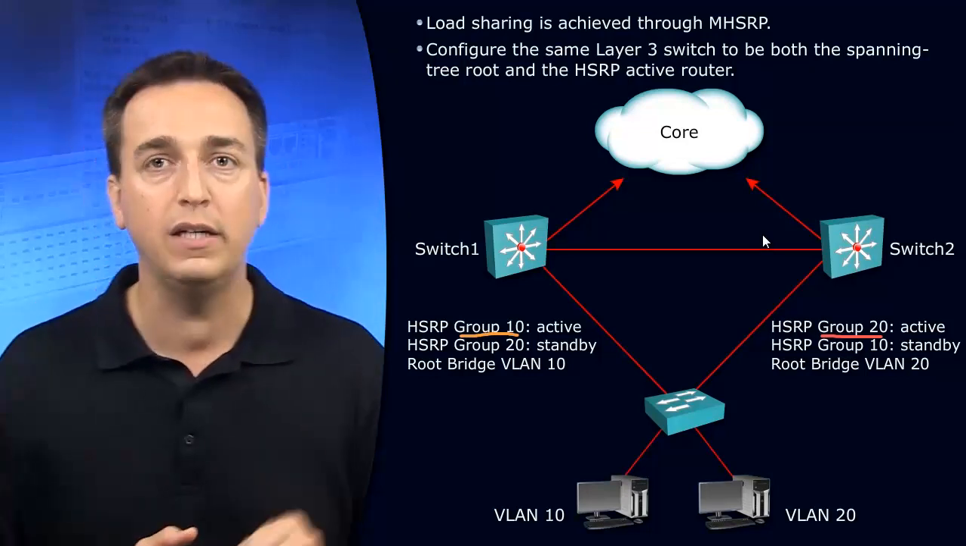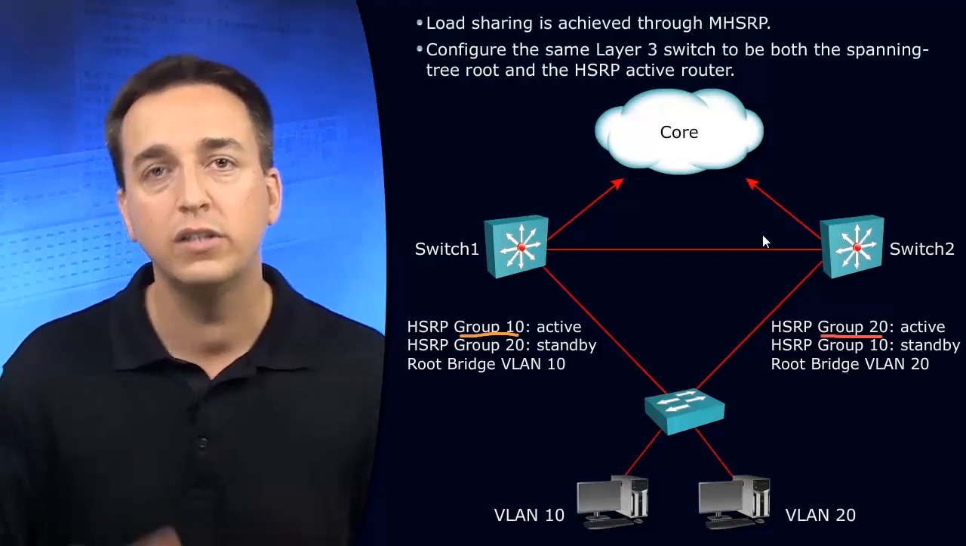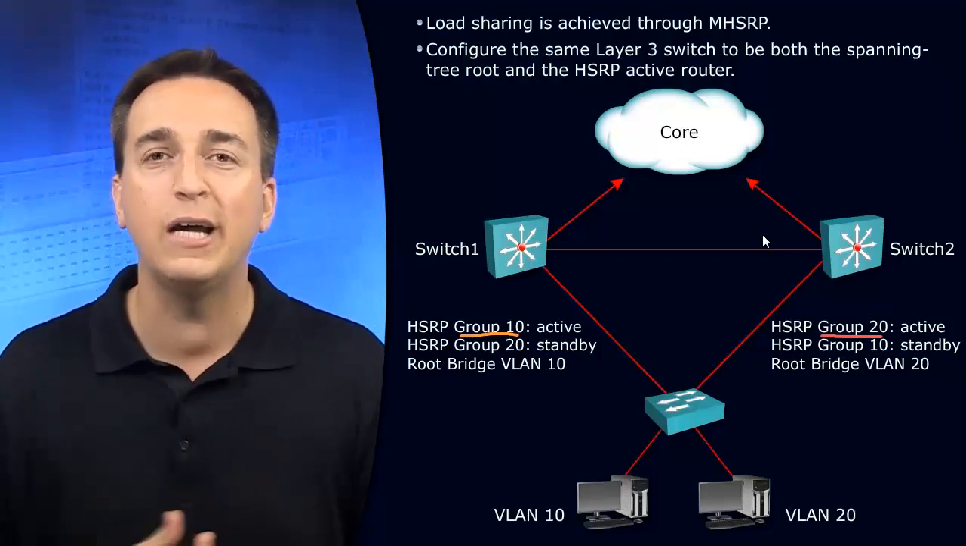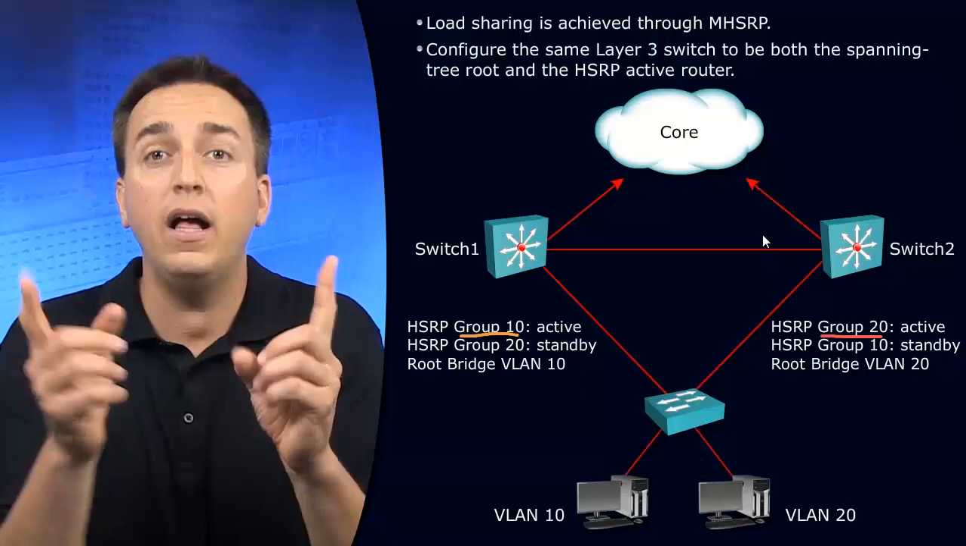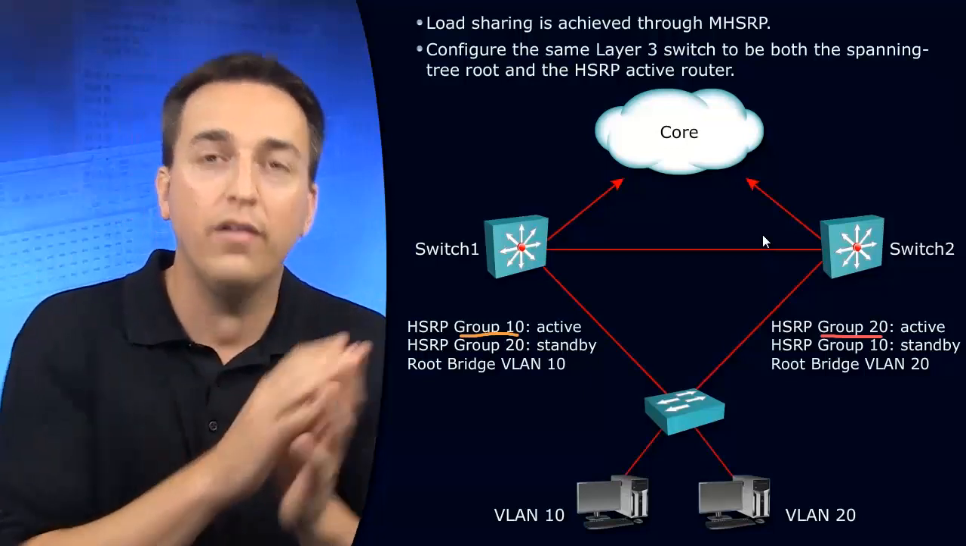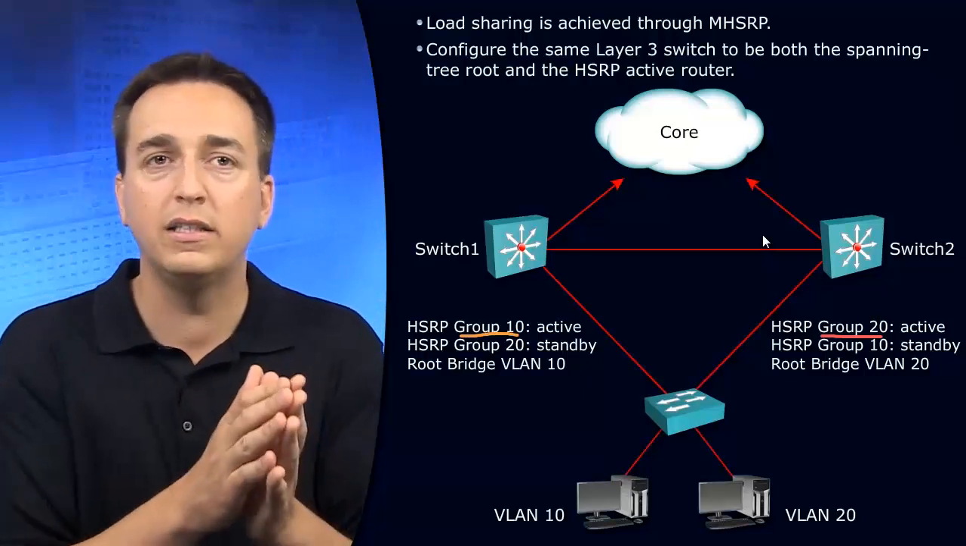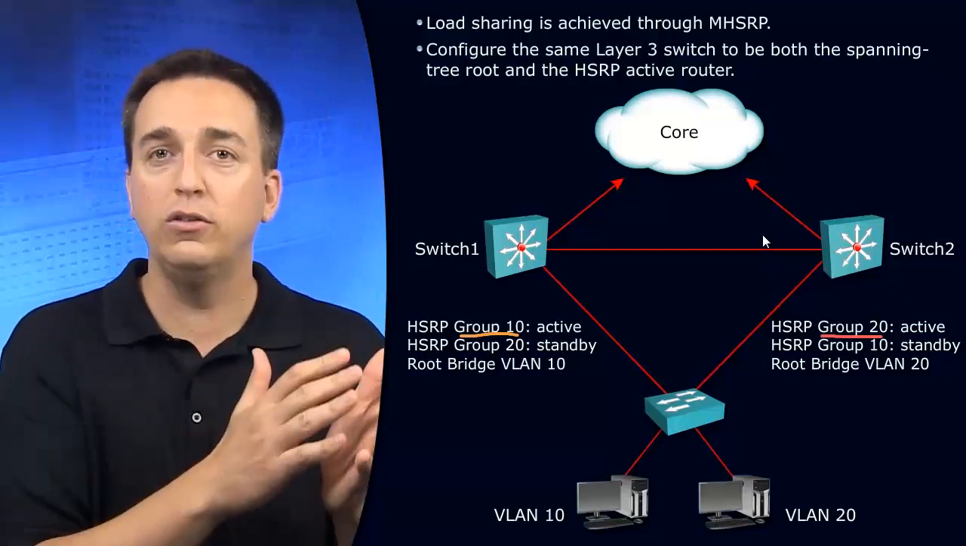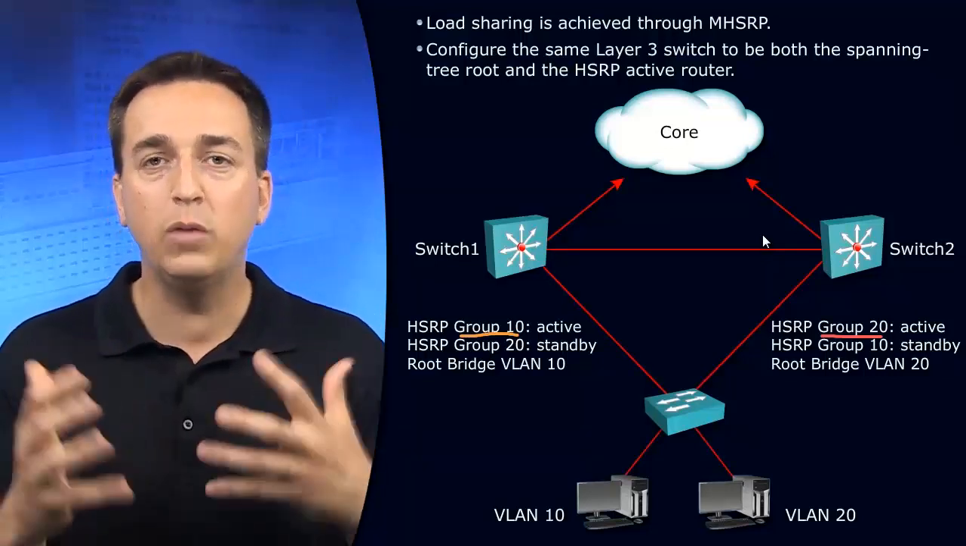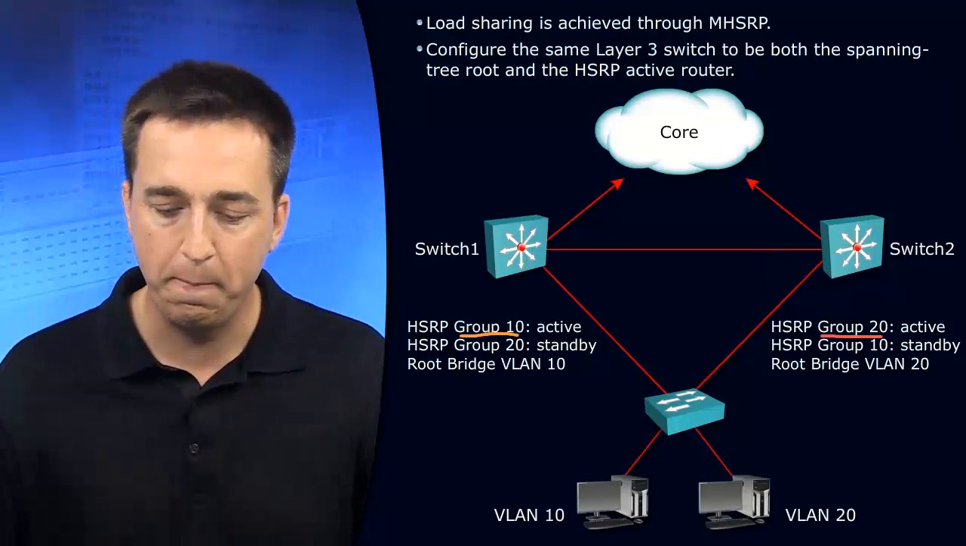We could have switch 1 as the default gateway for the VLAN 10 users and switch 2 as the default gateway for the VLAN 20 users. And then if there's a failure, we could have the other device or the remaining device be the default gateway for all users and vice versa. So these two multi-layer switches can back each other up.